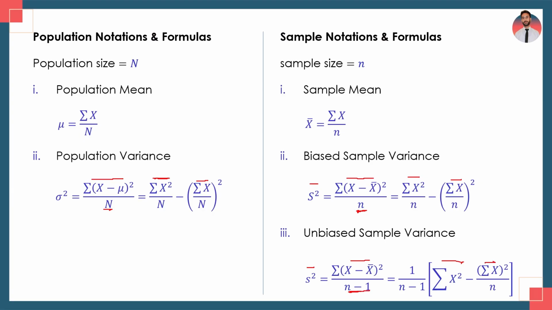First one is the biased sample variance, which is denoted by capital S square, and it is divided by small n. And the other variance is the unbiased sample variance, which is denoted by small s square, and it is divided by n minus 1. That is the difference of both the variances. Normally, for small sample size, we use unbiased sample variance, which is small s square.